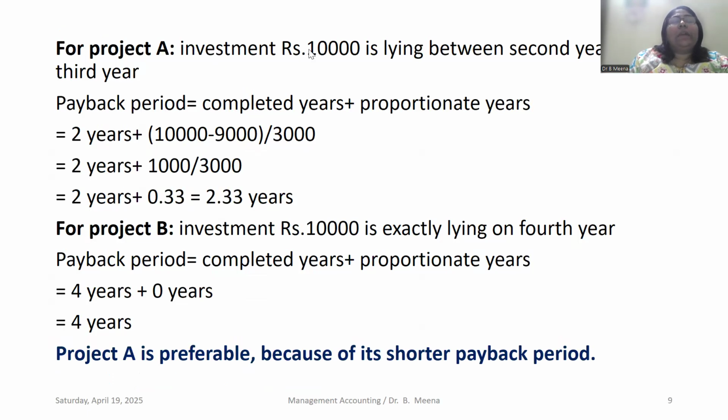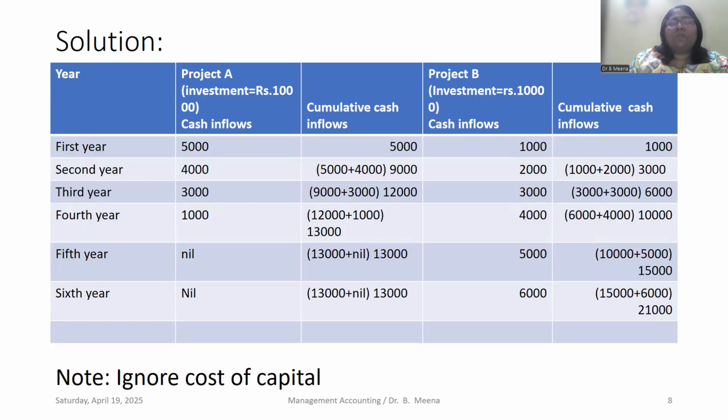Now look at that. The investment of 10,000 is lying between the second year and third year. Just look at the previous slide. For both projects, the investment cost is 10,000. So where does it lie in project A? It is in the second and third year. By the second year itself, I got 9,000, so only one more thousand I get from the third year. So 1,000 divided by 3,000, because the third year annual cash inflow is 3,000.